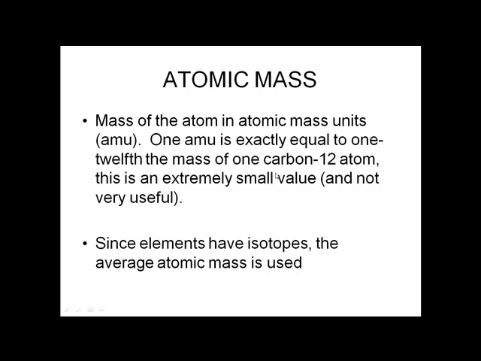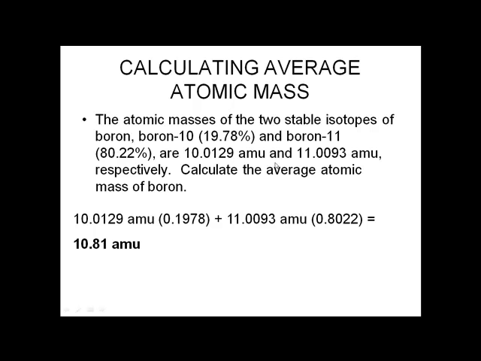Down the bottom there, since elements have isotopes, the average atomic mass is used. We know that there's not just carbon-12, there's also 13 and 14. So we need to take what's called a weighted average. We don't have equal amounts of 12, 13, and 14. In carbon, in our part of the universe, it's almost all carbon-12. There's a very small amount of 13 and 14. What we can do is calculate the average atomic mass.